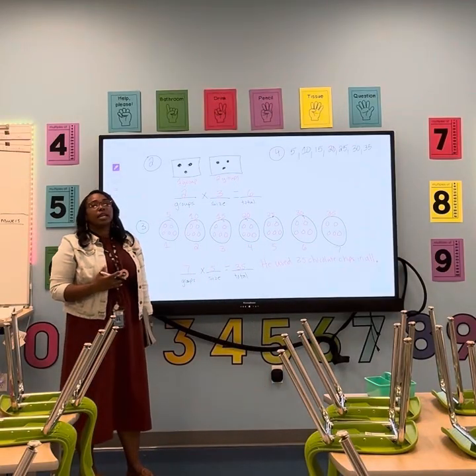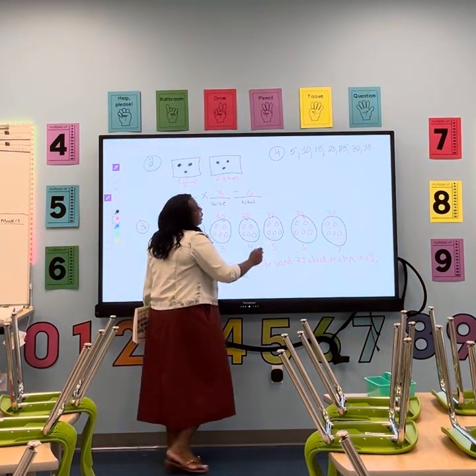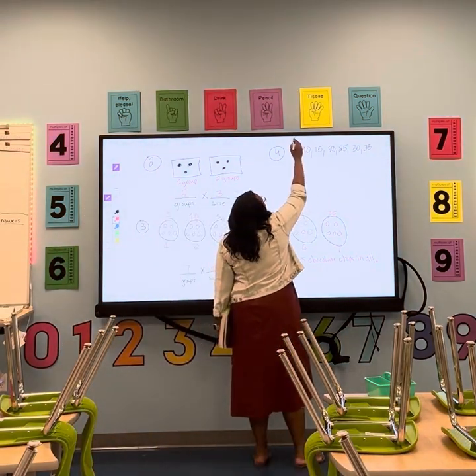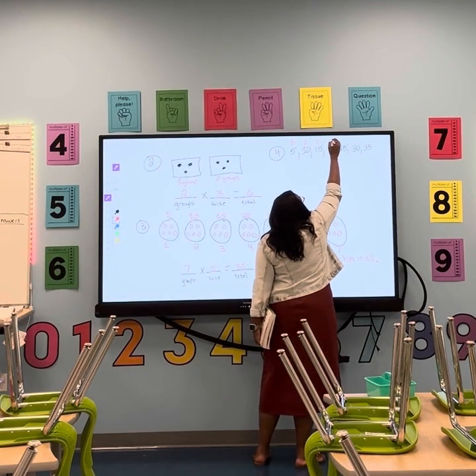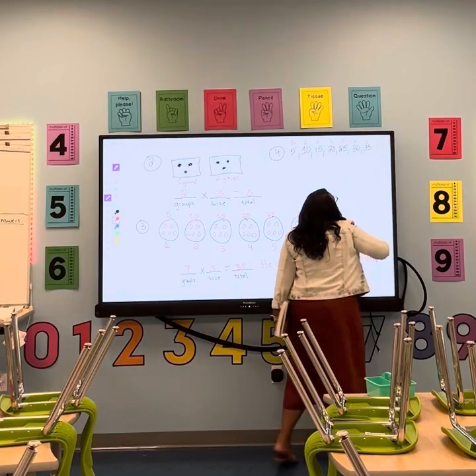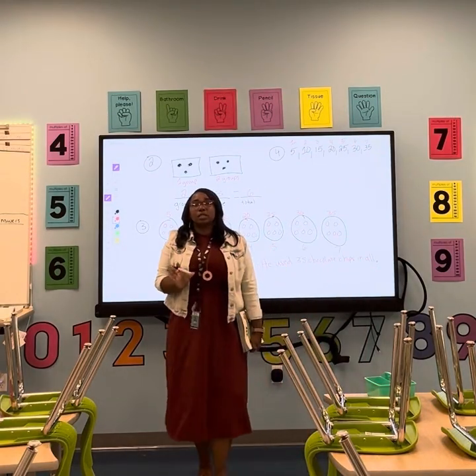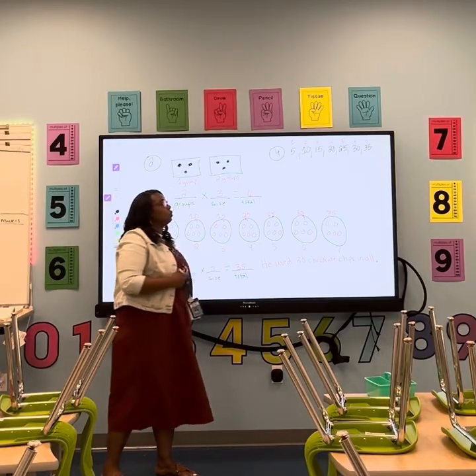Think of our numbers as our groups. If I had 7 groups, I should have 7 numbers. This will be 1 group, 2 groups, 3 groups, 4 groups, 5 groups, 6 groups, 7 groups. So that's how we know where to stop. You can count your numbers and that'll tell you how many groups you have.